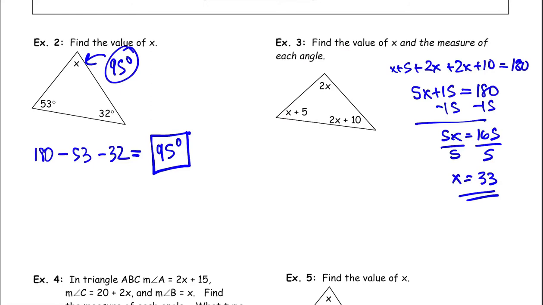So if x is 33, 2x is going to be 66. 33 plus 5, well, that's going to be 38. And 2 times 33 is 66 plus 10, that's going to be 76. So I just draw little arrows there. Angles should go on the inside of the figure, but there's no room, so I'm just going to draw a little arrow to represent where they go.